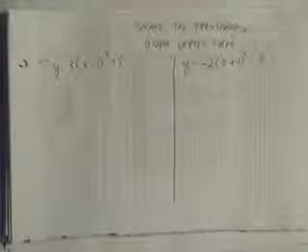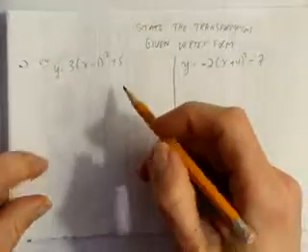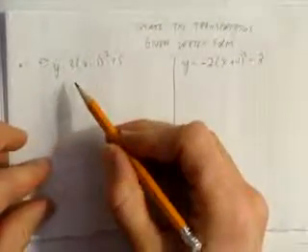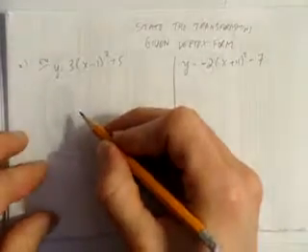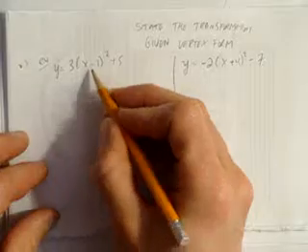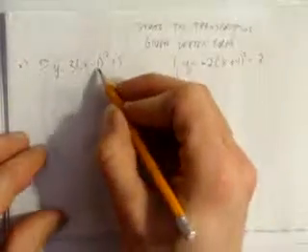Here are two questions, and we'll just identify what transformations they represent. Both of them are parabolas, quadratics, and both of them are in vertex form, which makes it really easy to see their transformations. First thing we do is look in the brackets here. It says x minus 1.